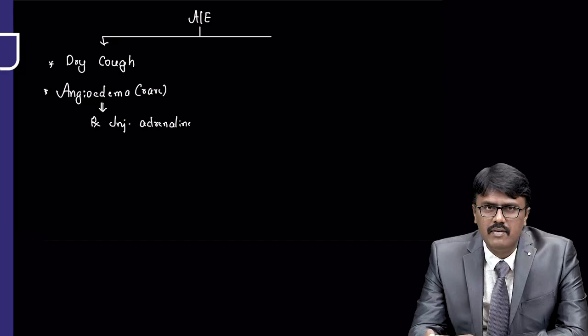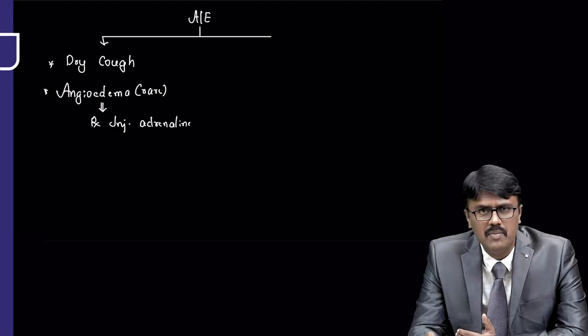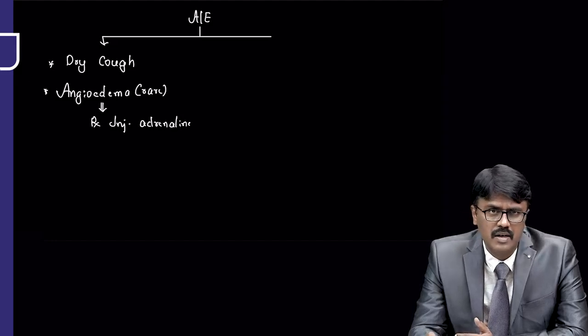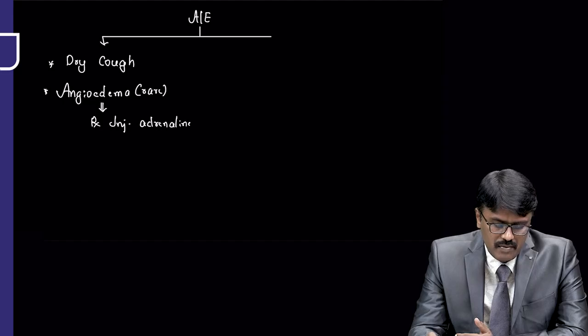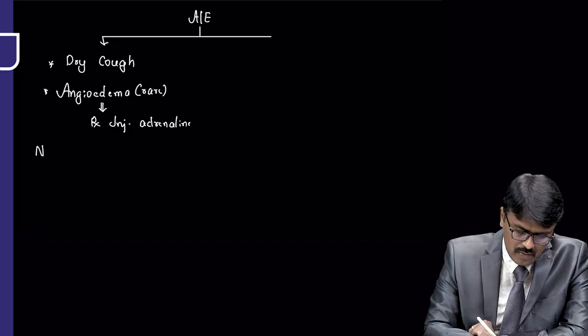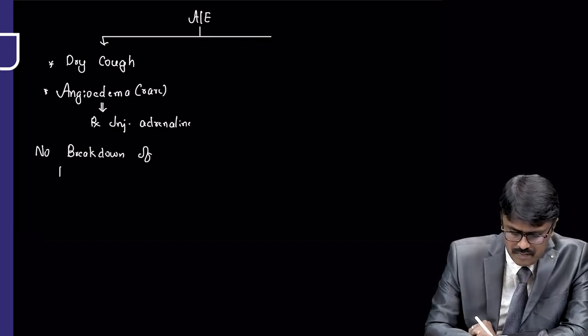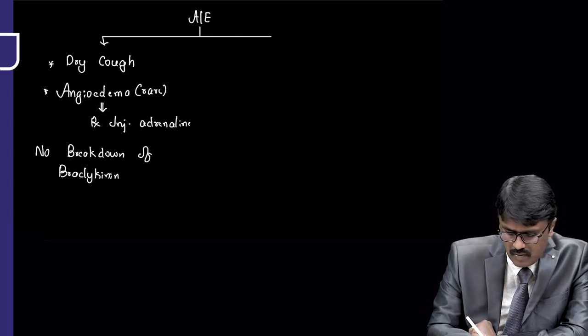So certain people will develop that. Not every patient you put on an ACE inhibitor develops dry cough or angioedema. Certain people are susceptible, so they can develop dry cough and angioedema. What is the reason for dry cough and angioedema? Because of no breakdown of which one? Bradykinin, and one more is substance P.